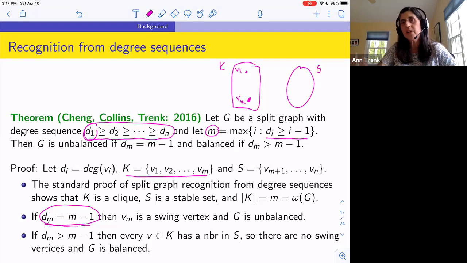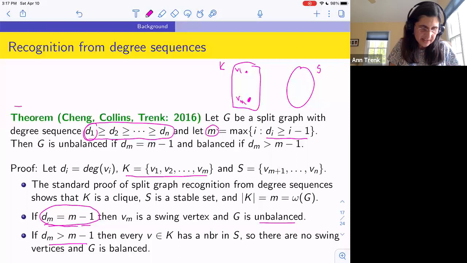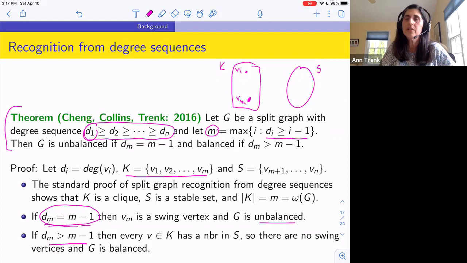And so once you have a swing vertex, you know you're in the unbalanced situation. And if d_m is greater than m minus one, then everything in K has a neighbor in the stable set, and so it cannot be swung over, and therefore it is the balanced situation. So in any case, I did that proof a little bit fast, but the idea is that you can really use the same ideas of characterizing split graphs to tell whether something is balanced or unbalanced from the degree sequence.